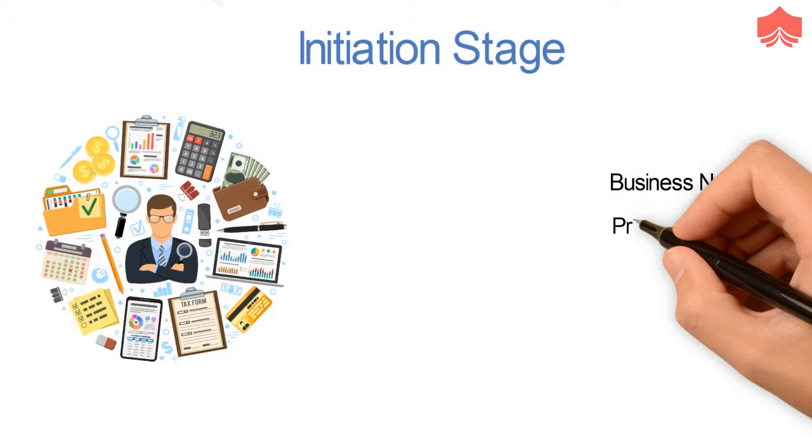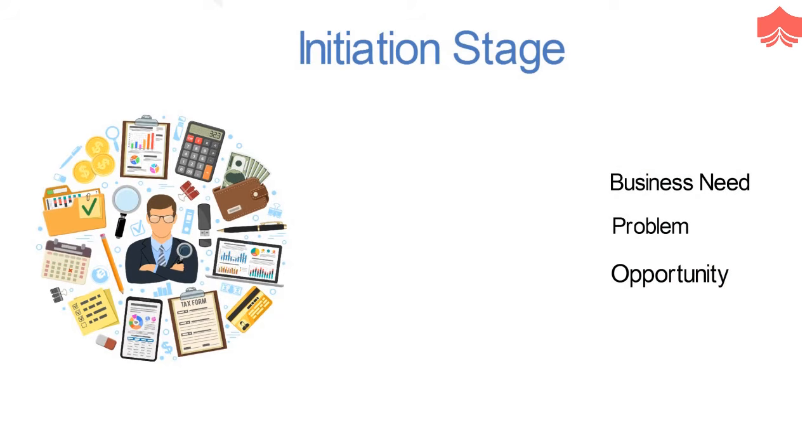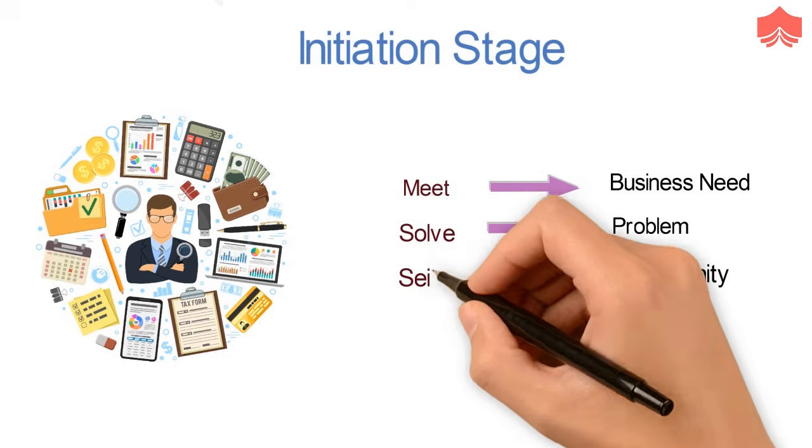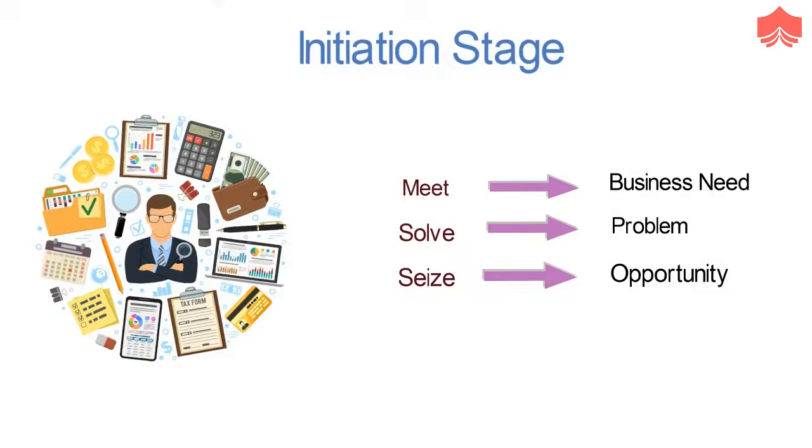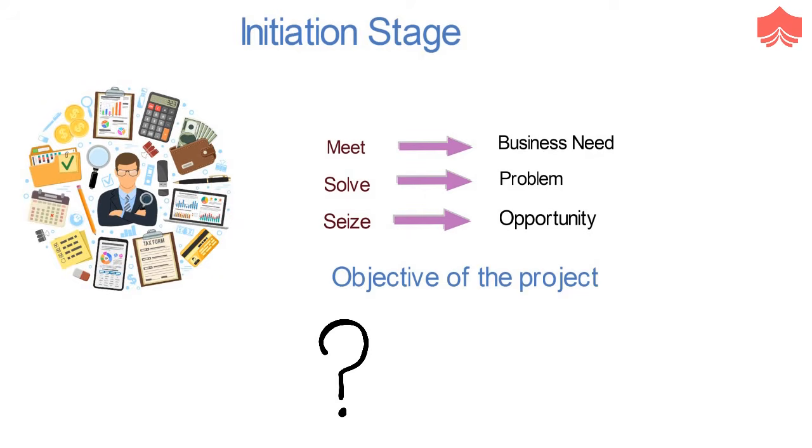Business need, problem, or opportunity is identified in this stage. Ways to meet this end, solve this problem, or seize this opportunity are brainstormed. The objective of the project is figured out, feasibility is determined, and major deliverables are identified.